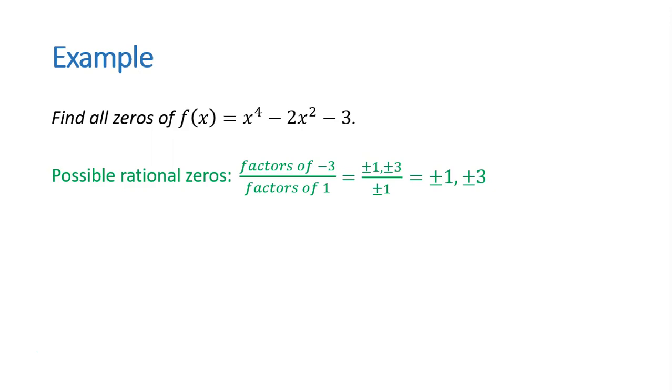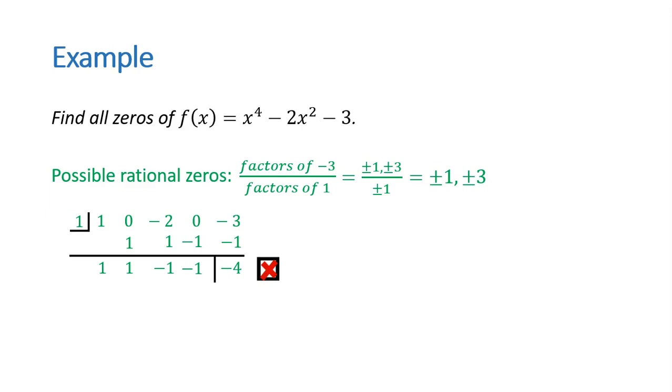Notice with this particular polynomial, everything's in order, but we need some placeholders. Make sure you put a placeholder in for the cube term and for the x term. Let's check +1 first, and again, make sure you put your 0 placeholders in. Bring down the 1, 1 times 1 is 1. Bring down the 1, we get another 1, -1, -1, -1, -1, and we get a remainder of -4. Because we have a non-zero remainder, 1 doesn't work, we can cross it off the list.